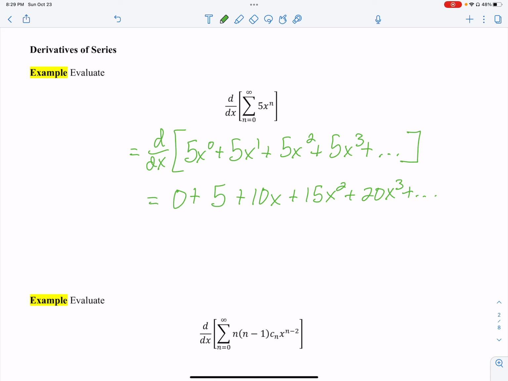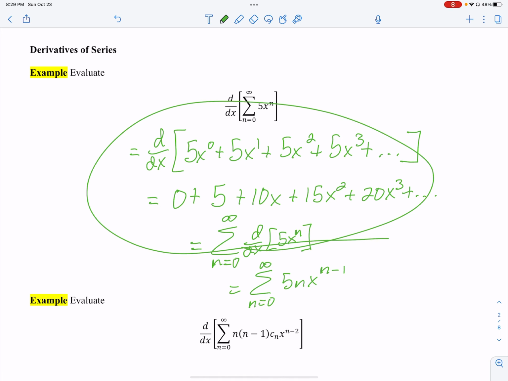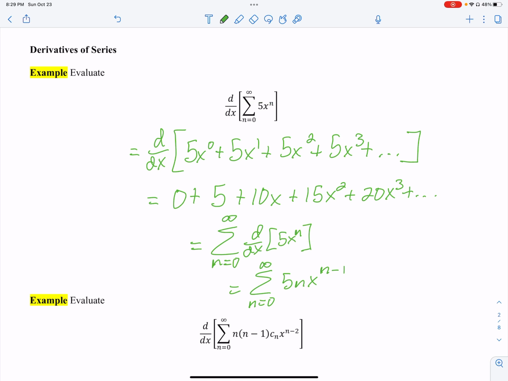That's what we did. So this is equal to the summation from 0 to infinity of the derivative of the inside. So 5x to the n. N is just treated as a constant. So this is equal to the summation of n equals 0 to infinity of 5n times x to the n minus 1. I just lowered it. It's the power rule. So we won't have to do all this mess here in the middle. All we're going to have to do is take the derivative of the argument, the thing that we are summing.